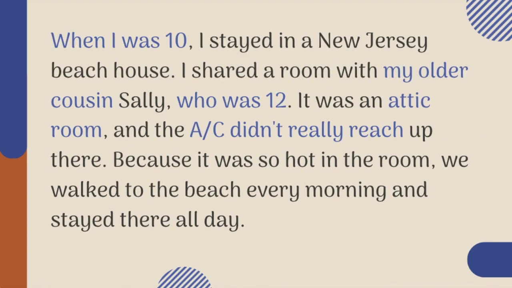So let's say that I'm going to make some additions to this. I'm going to add some context. When I was 10, I stayed in a New Jersey beach house. I shared a room with my older cousin Sally, who was 12. It was an attic room, and the AC didn't really reach up there. Because it was so hot in the room, we walked to the beach every morning and stayed there all day. So here I've given you, the unfamiliar reader who did not know me, context about my age, about where I was, about who Sally was to me, how old Sally was, why it was so hot in the room. So I've given you the context you need to understand my story. And so I would want to go through and add that context anywhere that it's missing, anywhere that details would help the reader understand what's going on.